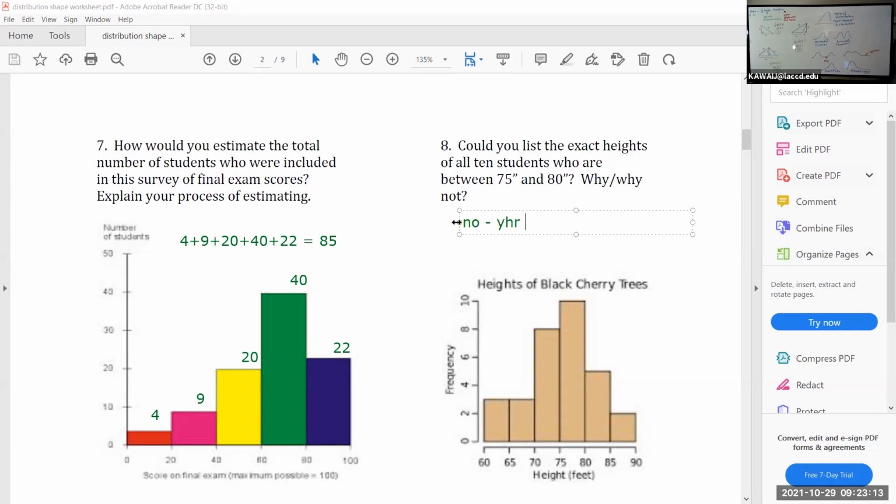The histogram shows only that 10 students are between 75 inches and 80 inches. Okay. So let's keep going. So let's clear everything.